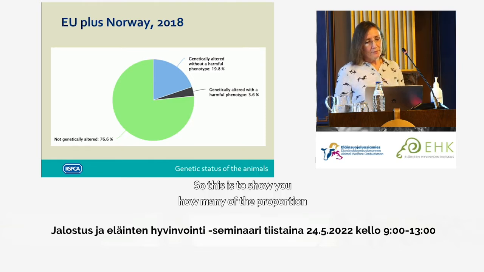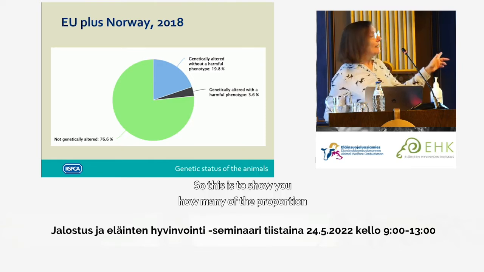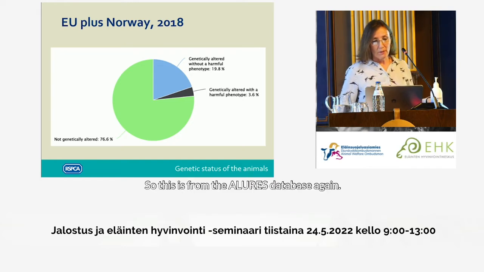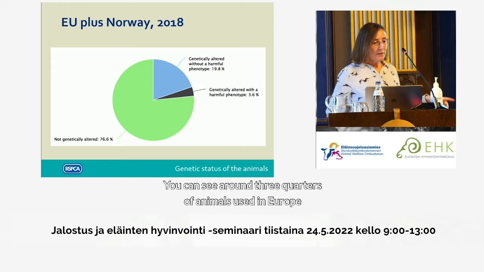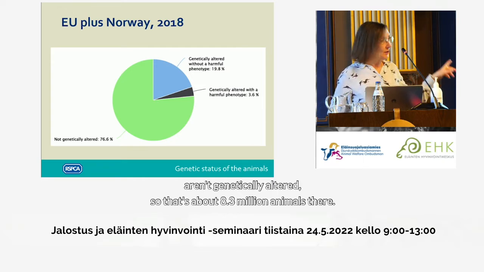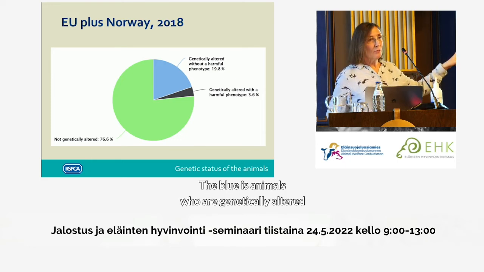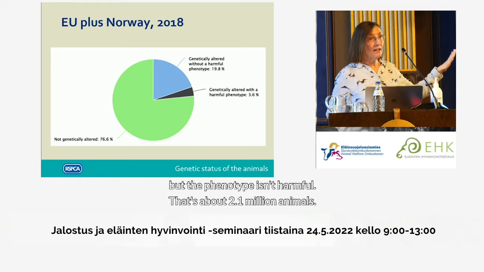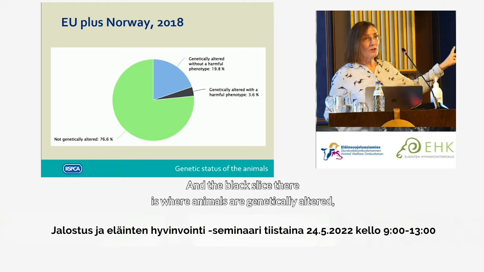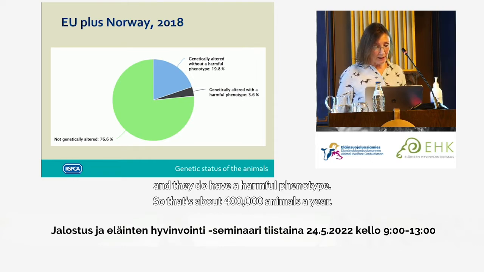So this is to show you how many or the proportion of genetically altered animals that are used now. So this is from the Allures database again. You can see around 3/4 of animals used in Europe aren't genetically altered, so that's about 8.3 million animals there. The blue is animals who are genetically altered, but the phenotype isn't harmful. That's about 2.1 million animals. And the black slice there is where animals are genetically altered and they do have a harmful phenotype. So that's about 400,000 animals a year.